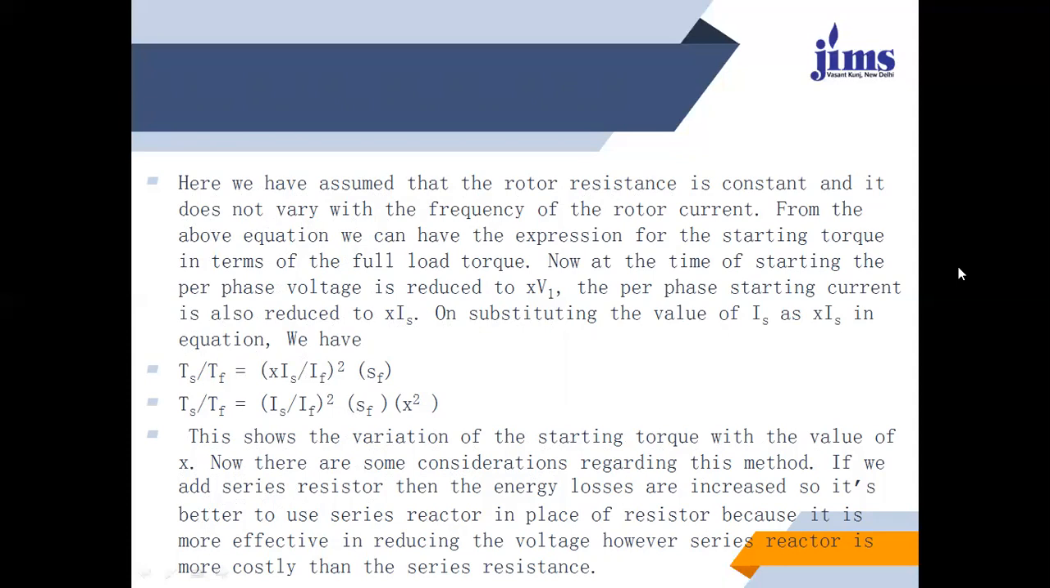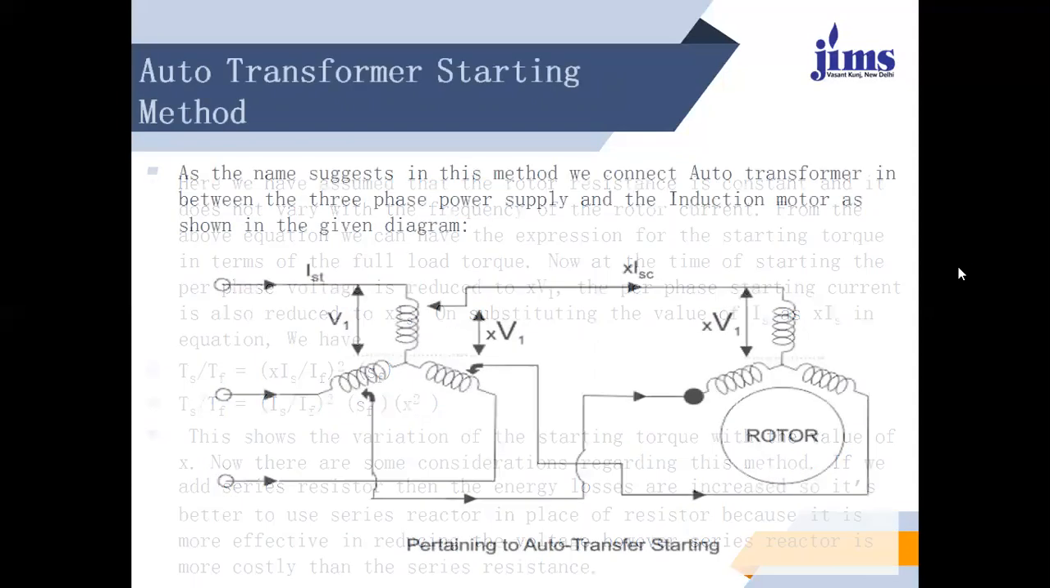Now there are some considerations regarding this method. If we add a series resistor, then the energy losses are increased. So it is better to use a series reactor in place of a resistor because it is more effective in reducing the voltage. However, a series reactor is more costly than a series resistor.